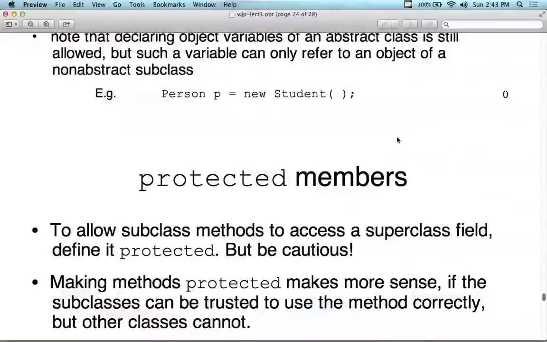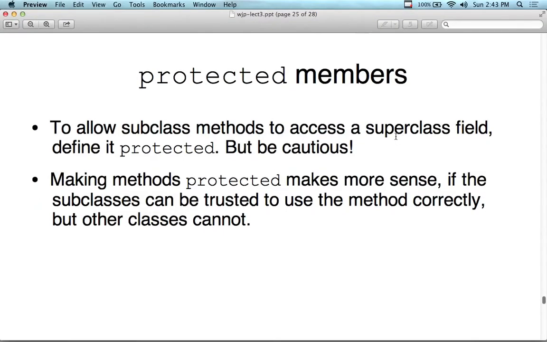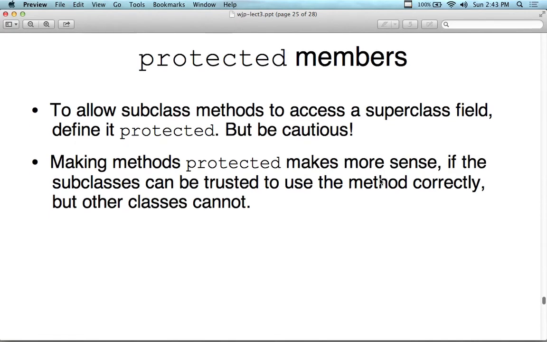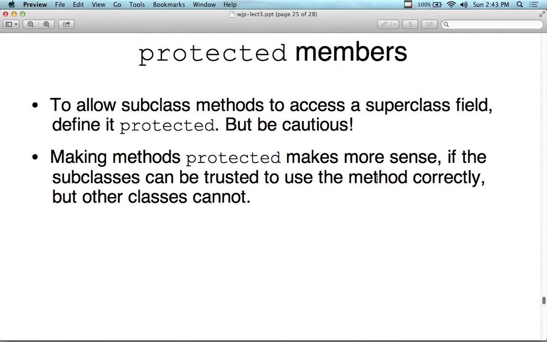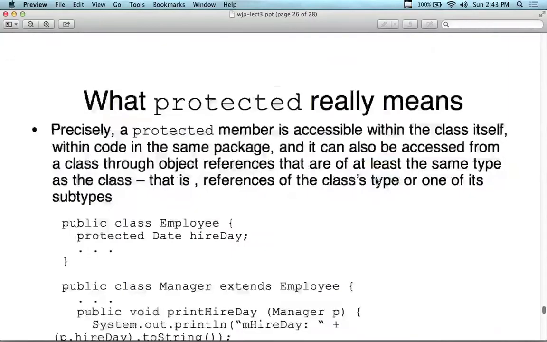I'm not going to talk more about abstract classes because we're not going to get into it, but I want to talk a little bit about protected data members. It allows subclass methods to access the superclass's fields. You can define them as protected. But be cautious. Making members protected makes more sense in the subclass if it's trusted, so the method is going to use it correctly, but other classes cannot. If you make something protected, you're opening it up to different interpretations and different assignments in the subclassing that's going to occur.